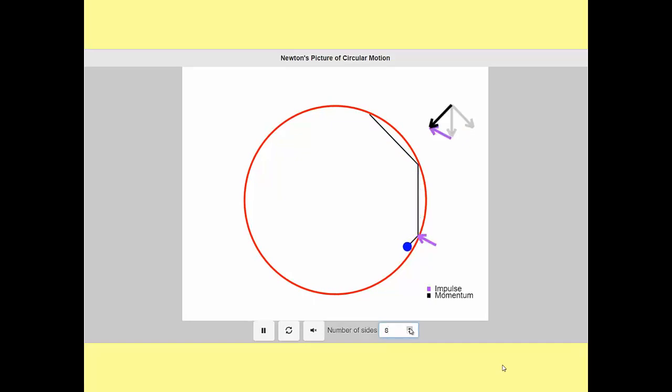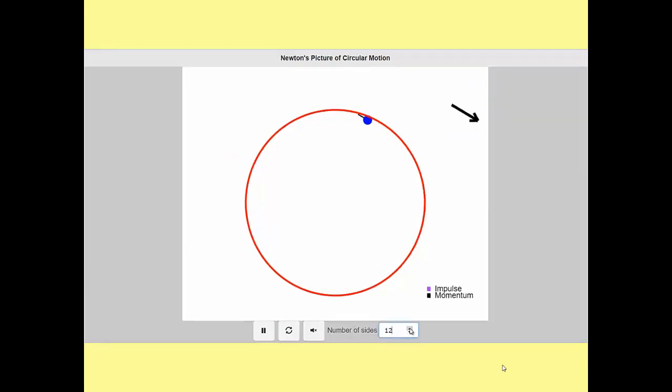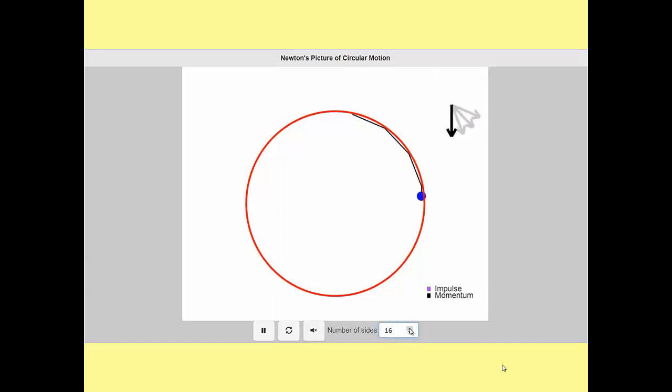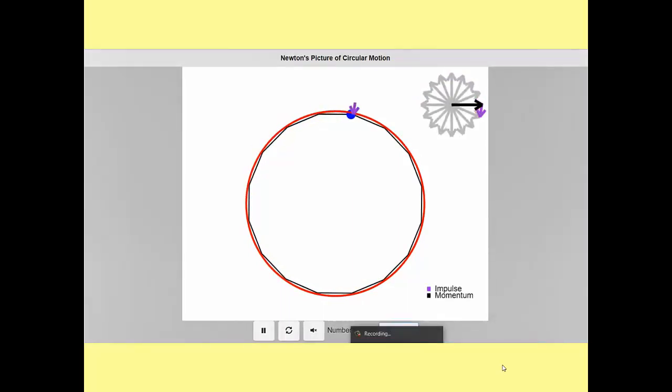But if we change the number of times it hits the wall, notice there's still these little forces being put on it every time it hits the wall. It's looking more like a circle. If we have more little forces put on, it looks even more like a circle. More times hitting the wall, more forces, even more like a circle. That's as high as the simulation goes, 16 times every time around once.